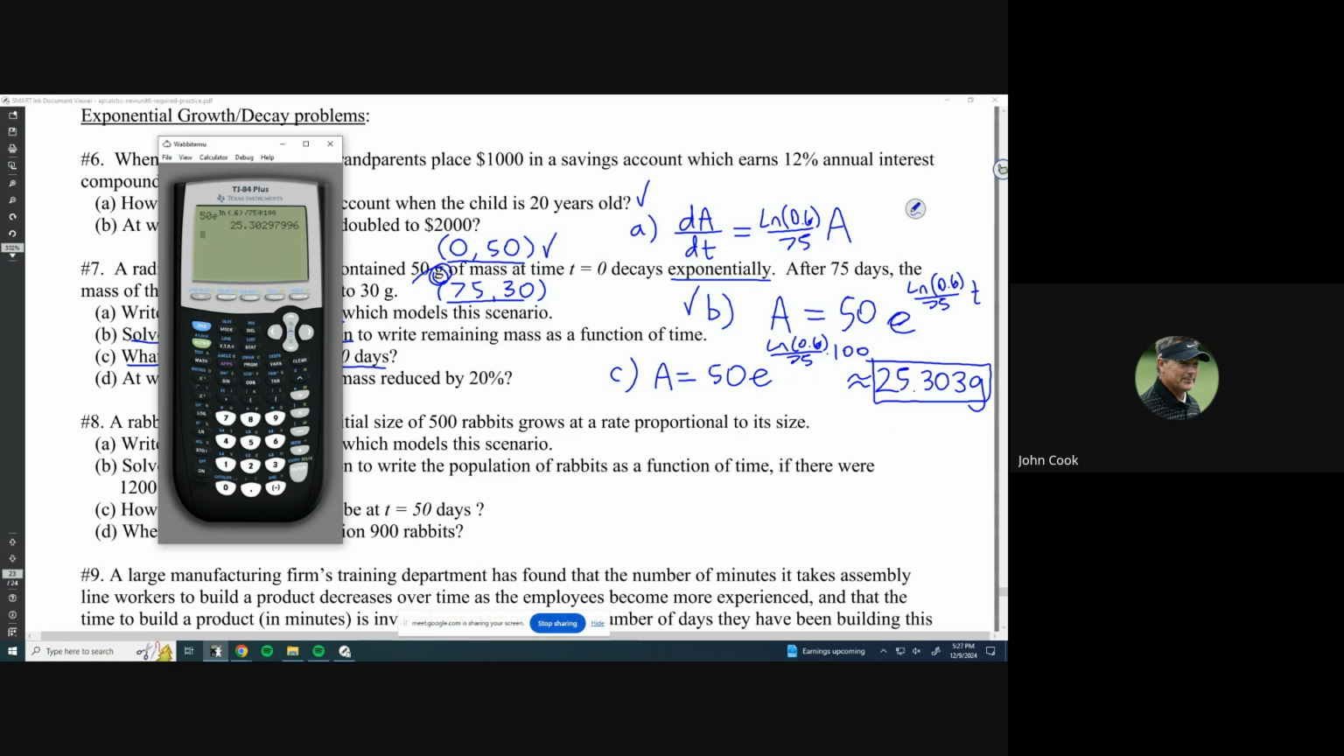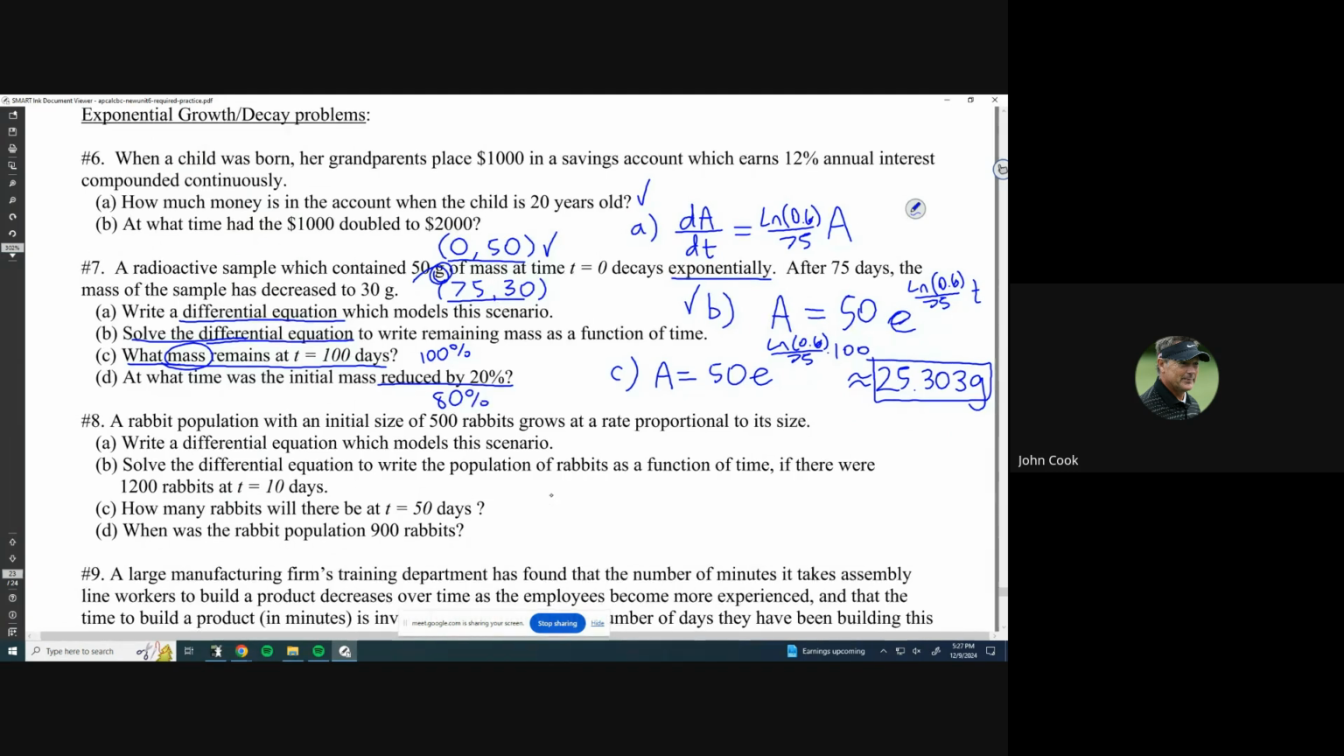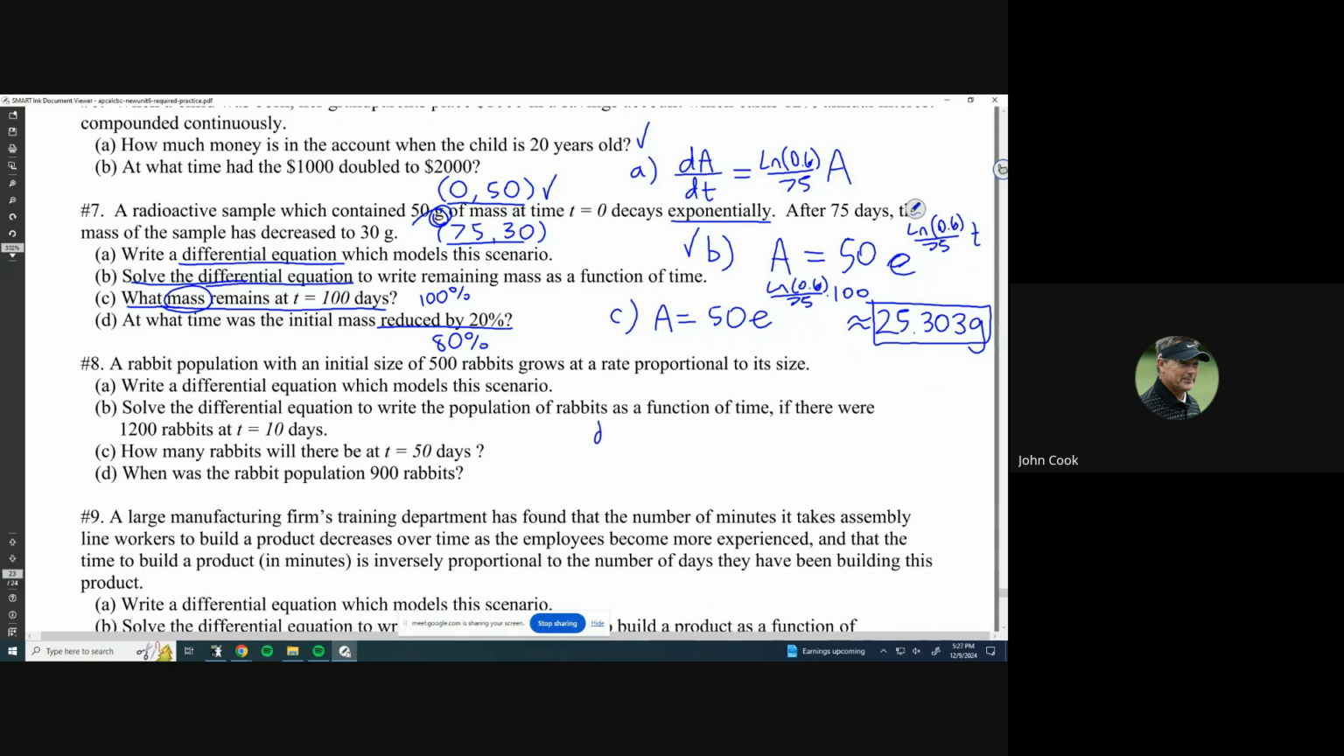And now for part D, it says, at what time was the initial mass reduced by 20%? Well, if it's reduced by 20%, so it started at 100%, it gets reduced by 20%, that means it's going to be left at 80%, okay? So for part D, here's how it starts off. Well, our initial amount was 50 grams. So 80% of 50 grams is 40. So that means that 40 is our A amount. And that's going to happen after some amount of time, t.